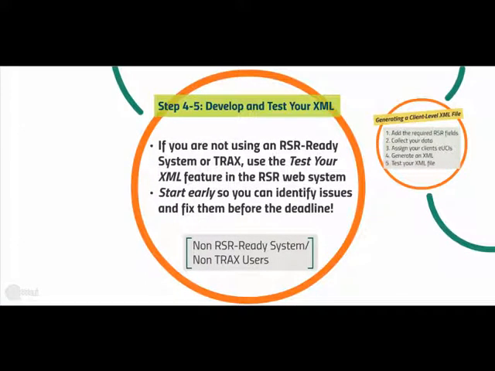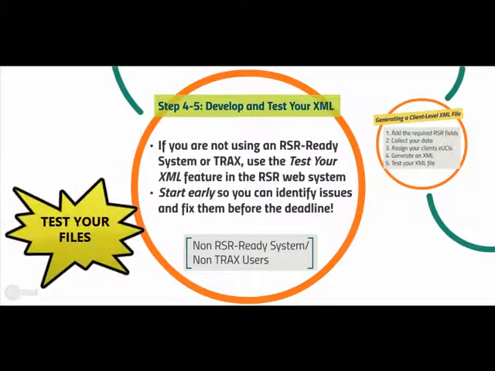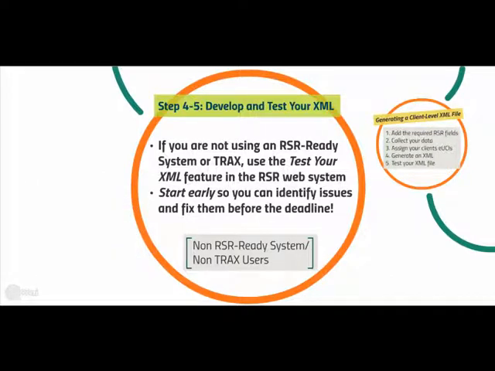In steps 4 and 5, you need to develop and test your XML file. While everyone must generate an XML file, RSR-ready systems and Trax have a built-in function that will export your data in the correct format. Only those who don't use an RSR-ready system or Trax will have to create the XML export function. Really, everyone should test the XML file for schema compliance. You can do this through the Test Your XML feature in the RSR web system. If you are a vendor or grantee only and don't have direct access to the Check Your XML feature, you can contact the DART team and we will set you up. Do it early to correct problems before the deadline.